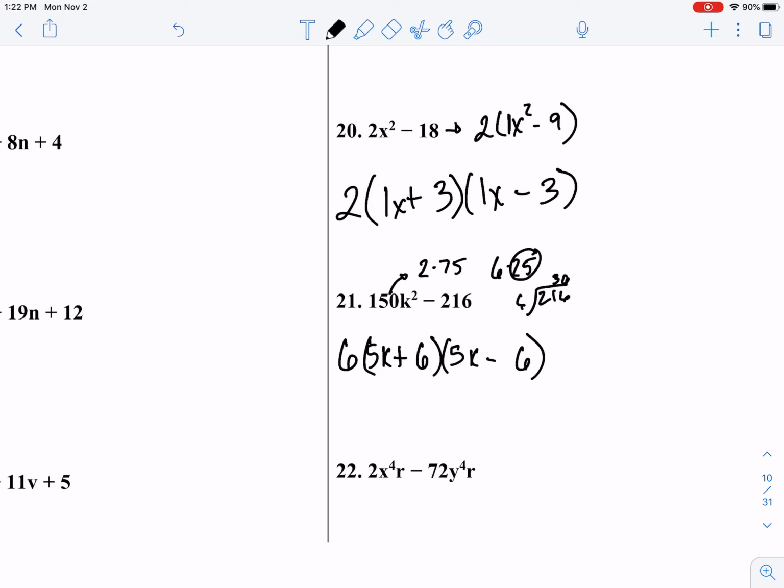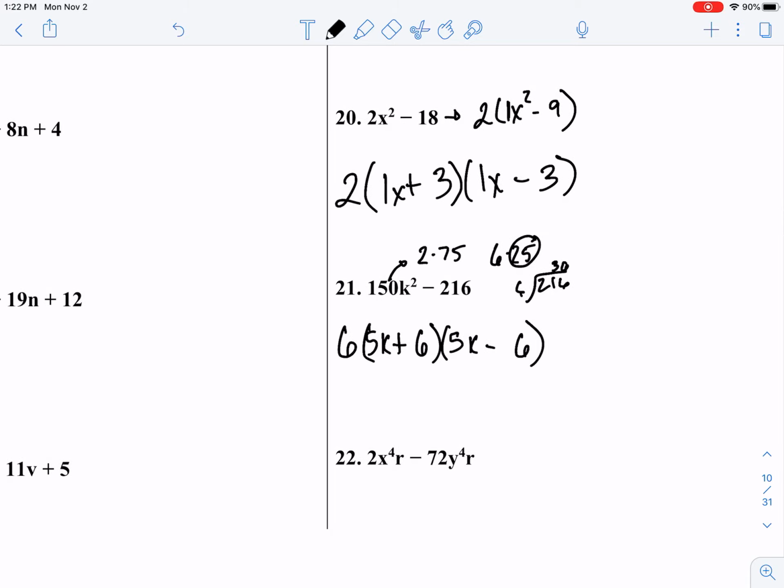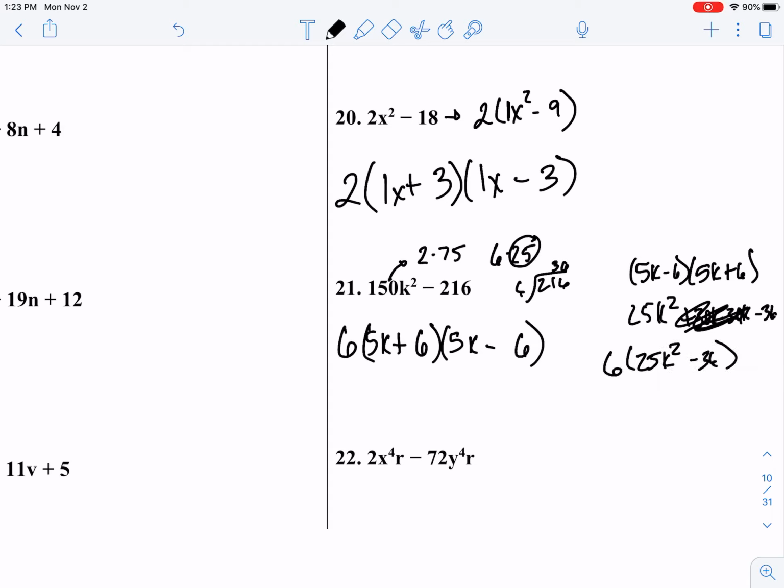And I think this is right again, but I'm going to make sure. 5k minus 6, 5k plus 6, box method, 25k squared plus 30k minus 30k minus 36. My 30k's cancel. 6 times 25k squared minus 36. 150k squared minus 216. So that's good. Okay.